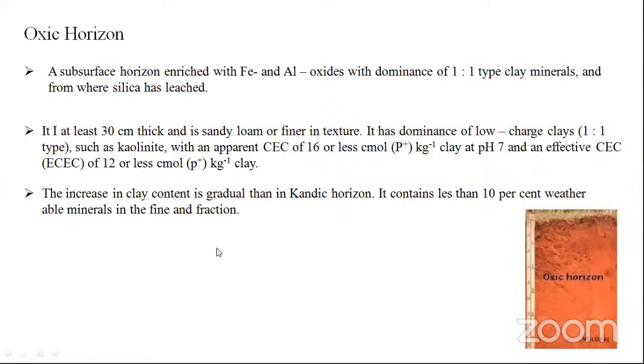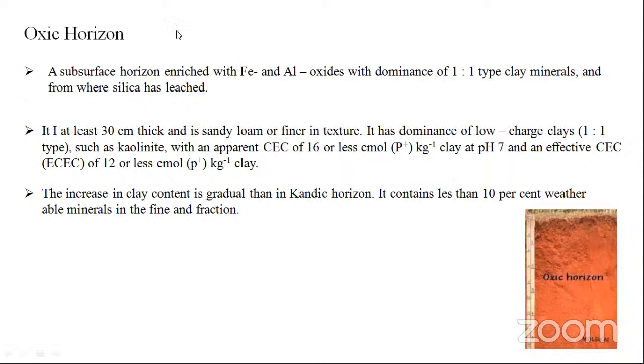Coming to the next one, it is called oxic. This oxic horizon is enriched with iron and aluminium and completely dominated by 1:1 type of clay mineral. This is the key point. And these are the measurable soil properties here. So whenever the oxic horizon comes to your mind, you should remember that those are iron and aluminium oxides, dominated with 1:1 type of clay minerals. Silica is completely leached, and the oxides are completely deposited; that is the oxic horizon, you can see.